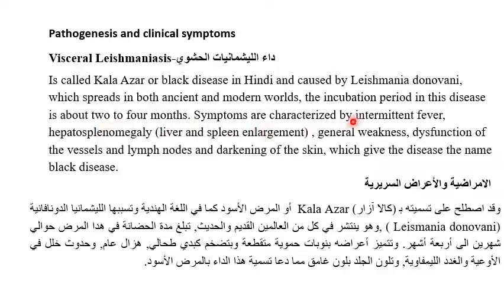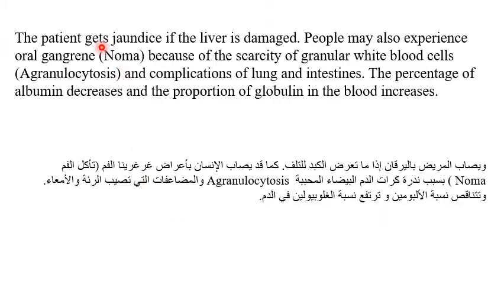Symptoms are characterized by intermittent fever, hepatosplenomegaly, liver and spleen enlargement, general weakness, dysfunction of the vessels and lymph nodes, and darkening of the skin, which gives the disease the name black disease. The patient gets jaundice, the liver is damaged.